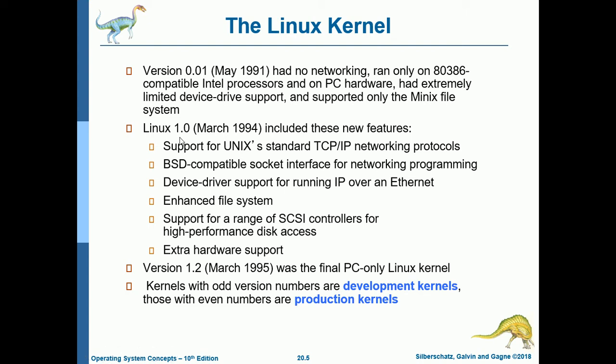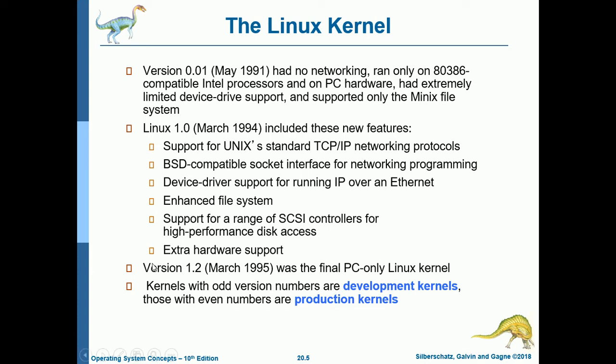The 1.0 version of Linux has support for Unix standard TCP/IP networking protocols, and a BSD-compatible socket interface for networking programming. BSD means Berkeley Software Distribution, which is another type of Unix. It also has device driver support for running IP over an Ethernet, an enhanced file system, support for a range of SCSI controllers for high performance disk access, and extra hardware support. Then after a year, in March 1995, we have version 1.2.